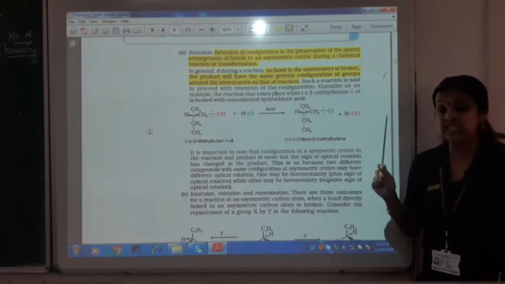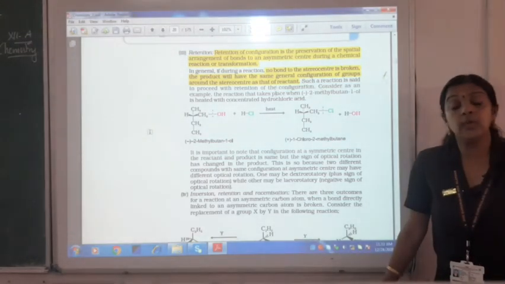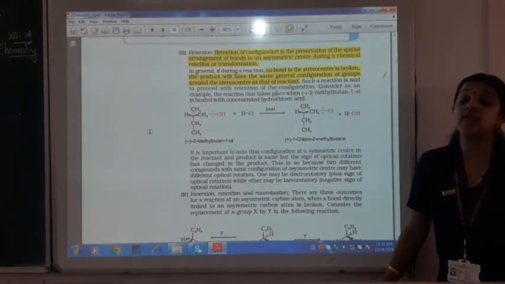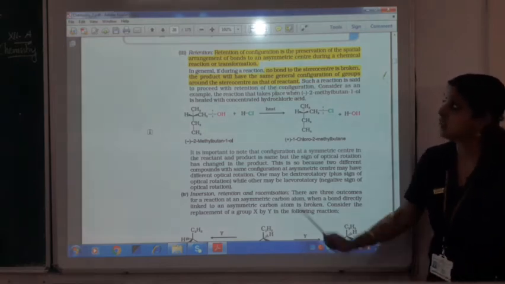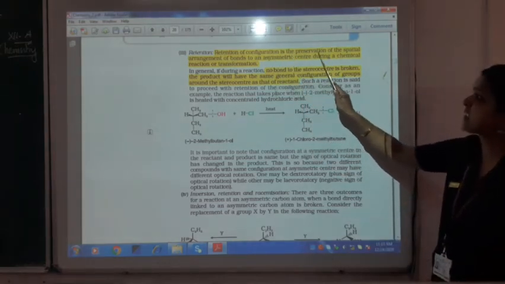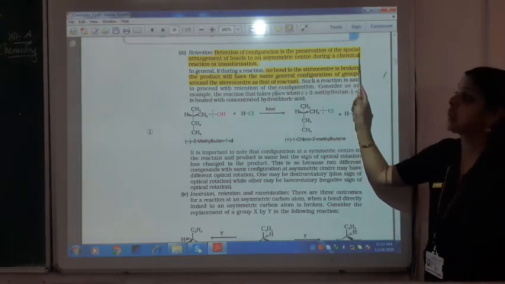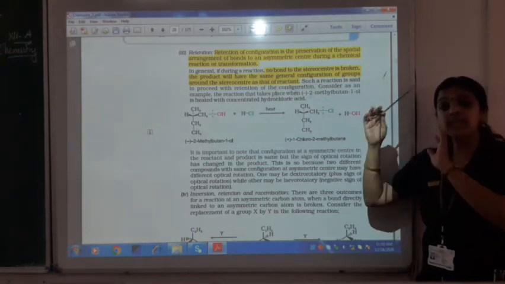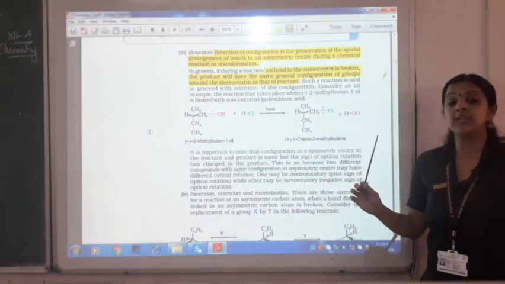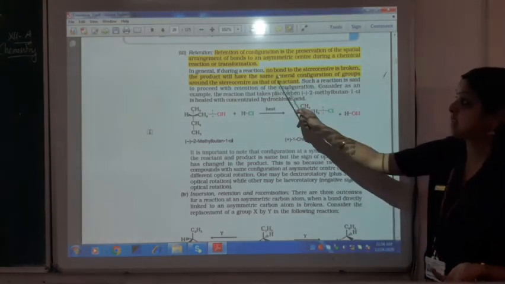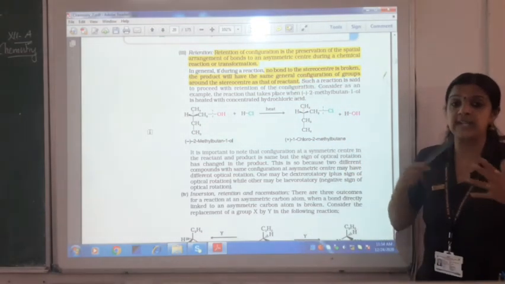Now, this is something which is retention. We learnt about SN1 and SN2. In SN2, we saw the product had an inverted configuration, but here in SN1 we know it is retention of configuration. Retention of configuration is the preservation of the spatial arrangement of bonds to an asymmetric center during a chemical reaction. That is, whatever is my reactant, the product is also the same. The structure remains the same, only my groups may be different. That is, no bond to the stereocenter is broken. The bond does not get broken or does not go away.